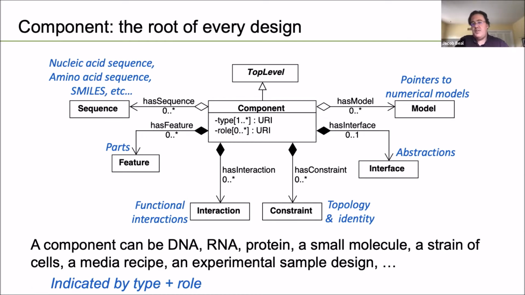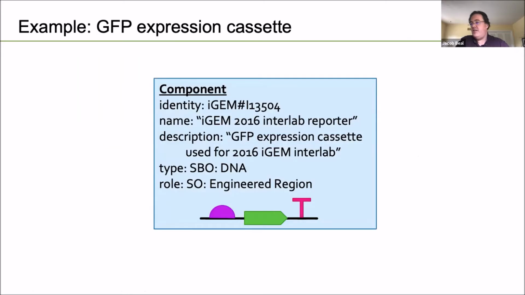So let's look at a simple example of a component. Here is an iGEM component from the 2016 Interlab. This is part number I13504. And I'm showing the identity here in a short form that you can do, where everything up here is the namespace and the local part after the hash mark, and I'm just showing the display ID over here. This is our iGEM 2016 Interlab reporter.